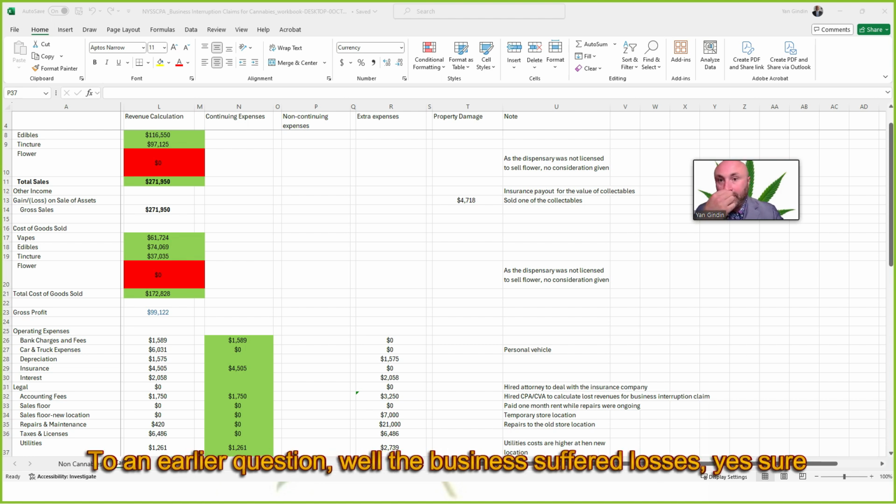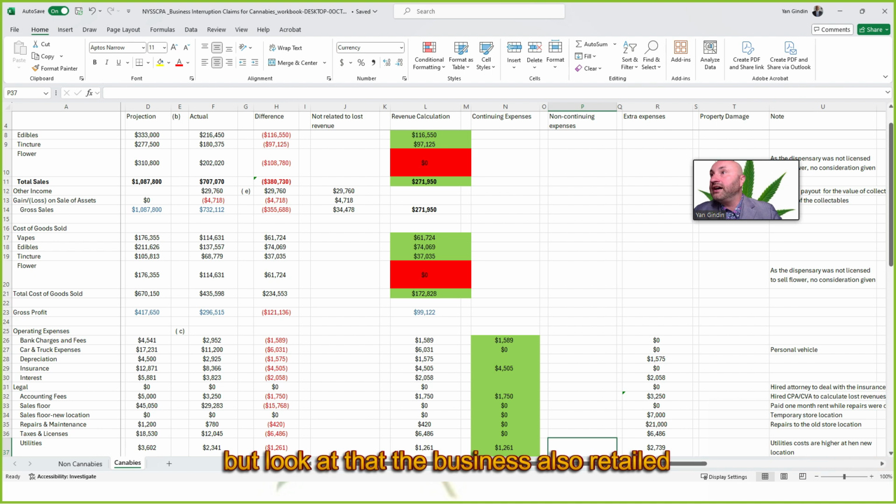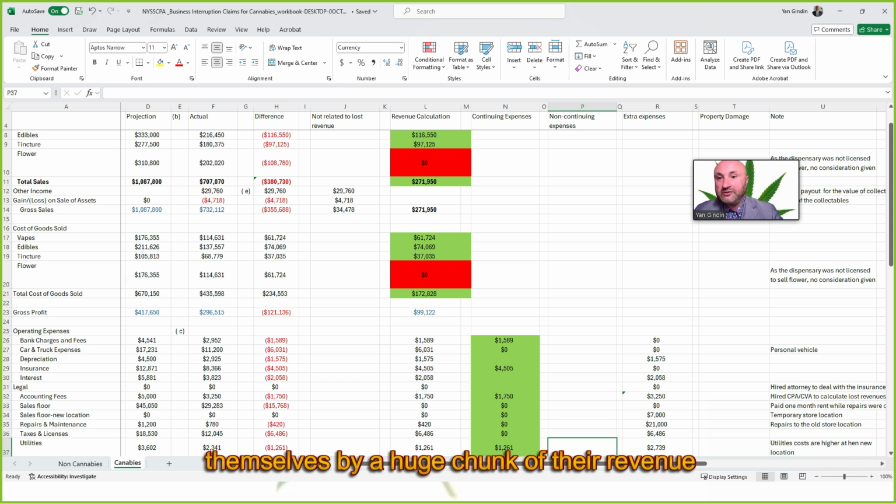Again, to an earlier question, did the business suffer losses? Yes, sure, but look at that. The business also retailed flower that they didn't have a license for, and obviously none of that is included in the revenue calculation. Have they suffered losses? Absolutely. They've shortchanged themselves by a huge chunk of their revenue. But again, it's not something that they would be able to claim.